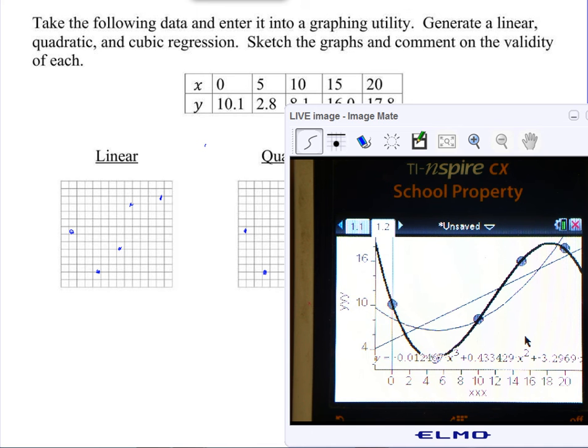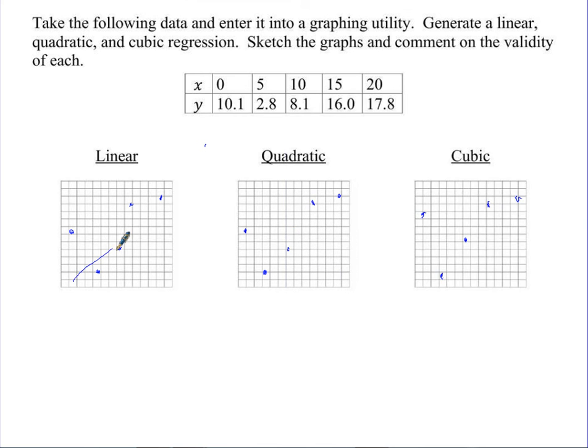So my linear one, my graph is going to disappear, but my linear one looks like this. My quadratic one kind of looked like that. And my cubic one, interestingly, went exactly through all of my points. Of course, my sketch is terrible, but it goes through all the points exactly. So it says take the following data and generate a linear, quadratic, and cubic regression. We did that. Sketch the graphs and comment on the validity of each.